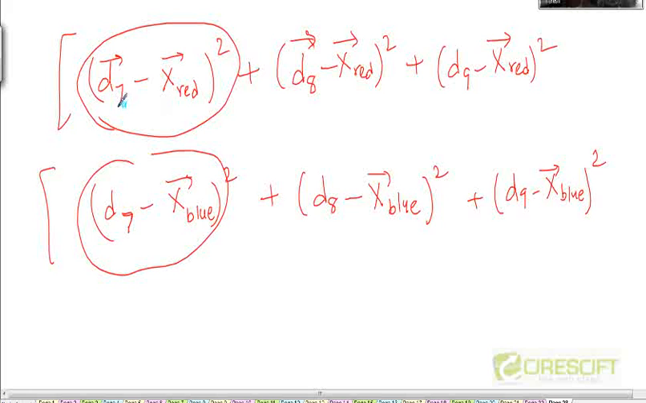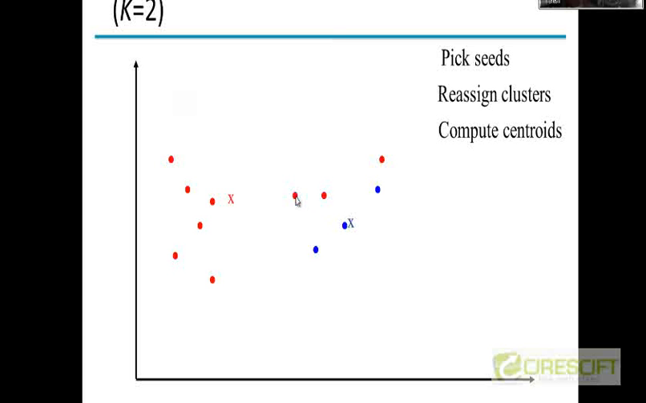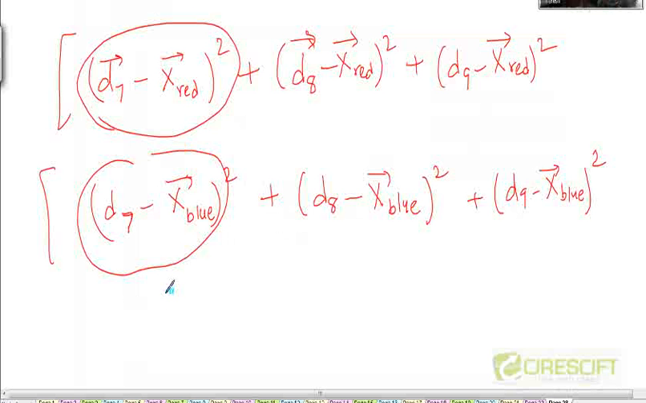That is why D7 changed its color from red to blue, because it found that the blue centroid was closer to it than the red centroid. This point also found that the blue centroid was closer to it than the red centroid, so it also changed its color to blue, and that's why this one also changed. Now, what happened to the value of G? Sorry, let me call the value of G before this change of color G before, and G after.